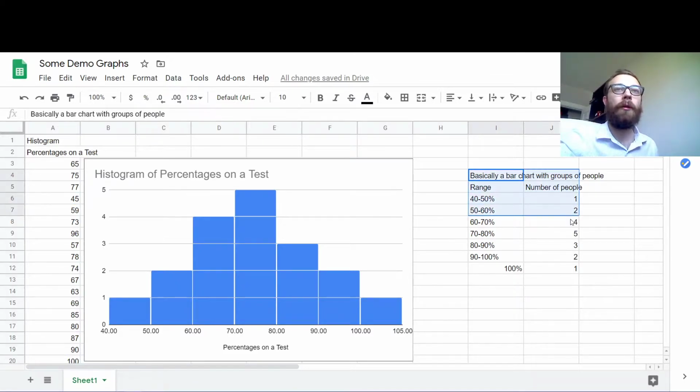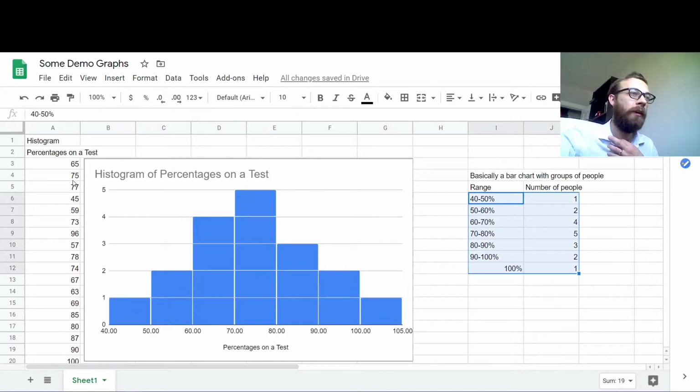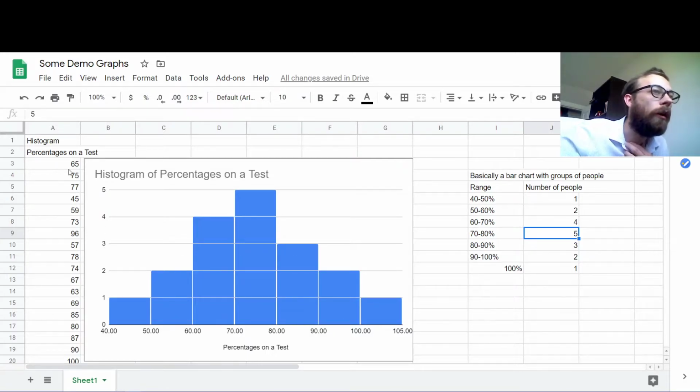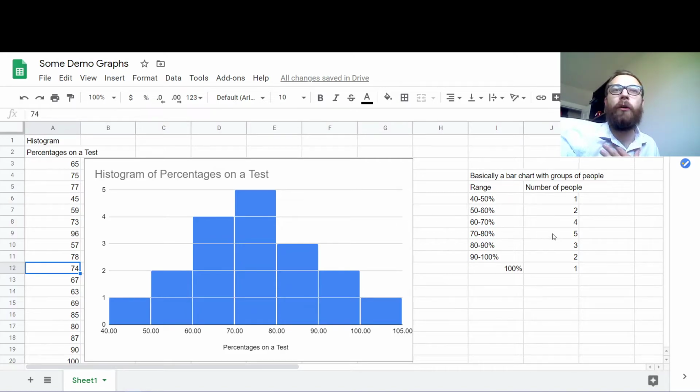Basically, a bar chart, just like I have written here, basically a bar chart or a bar graph with ranges, but instead of you having to literally go through and count them and go, okay, how many 70s are there? There's 1, 2, 3, 4, okay, 4 70s, and then you put it in. Hold on, 70 to 80. So what? See, and that's the problem. So 1, 2, 3, 4, 5. See, and I miscounted.